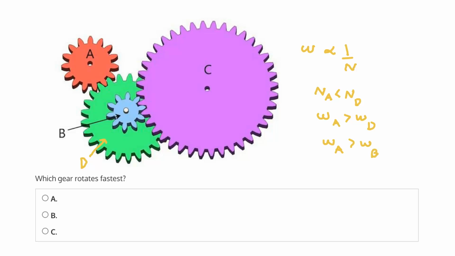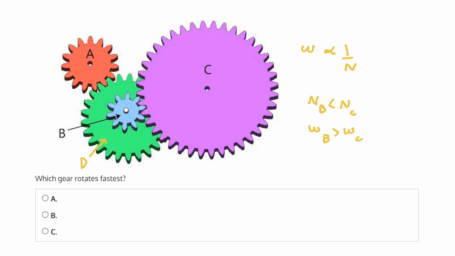So now we need to only consider the relative speed of gear C. And we can do that by applying the same principle. Again, we know that the rotational speed of the gear is inversely proportional to the number of teeth. And we see that gears B and C are directly meshed. So again, because the number of teeth of gear B is less than that of C, we can say that the rotational speed of B is greater than that of C.